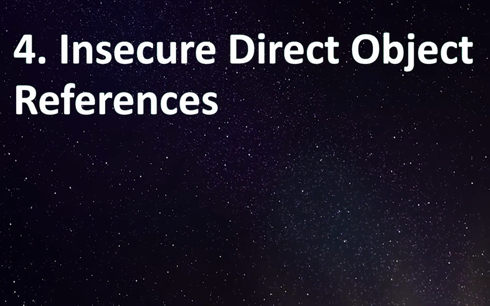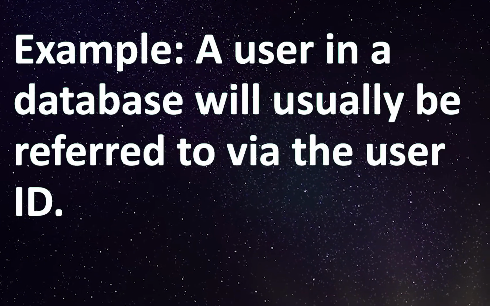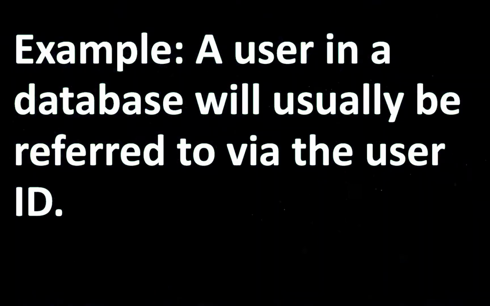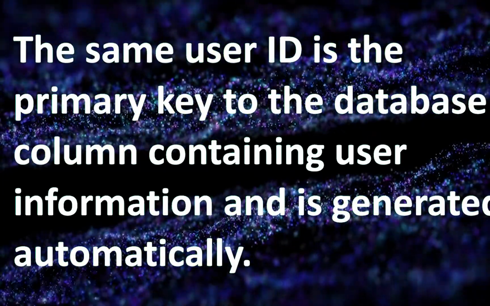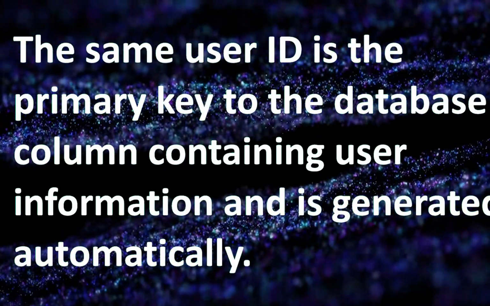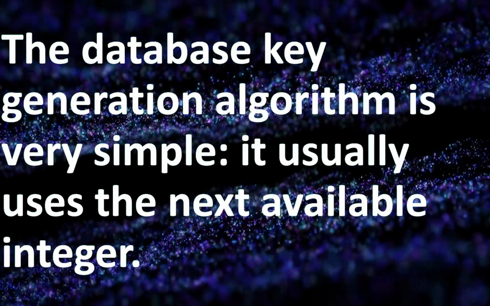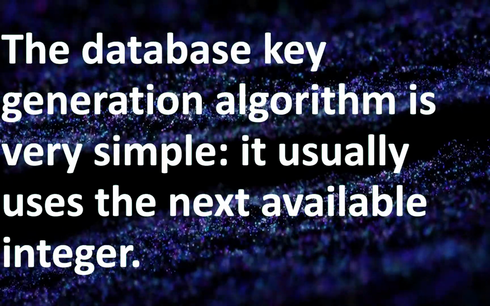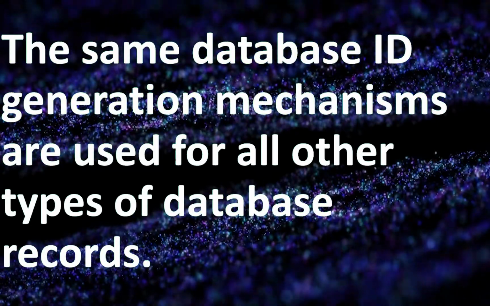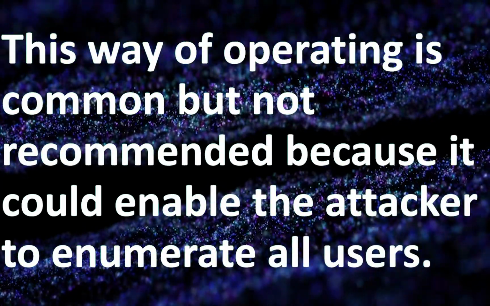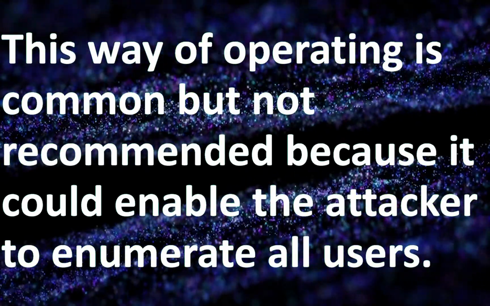Insecure direct object references. Most web applications use simple IDs to reference objects. Example, a user in a database will usually be referred to via the user ID. The same user ID is the primary key to the database column containing user information and is generated automatically. The database key generation algorithm is very simple. It usually uses the next available integer. The same database ID generation mechanisms are used for all other types of database records. This way of operating is common, but not recommended because it could enable the attacker to enumerate all users.